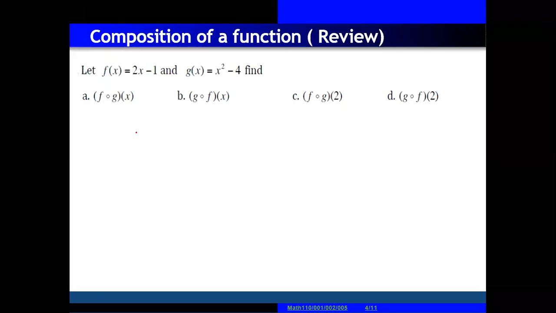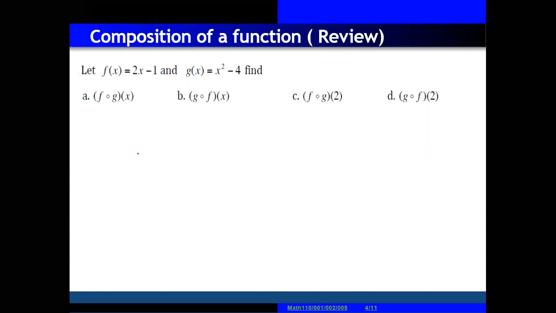Let's say we have two functions: f of x is equal to 2x minus 1, and g of x is equal to x square minus 4. How can we find the composition of two functions, f with g and g with f? Then you can evaluate at values of x, like x is equal to 2, 4, 5.